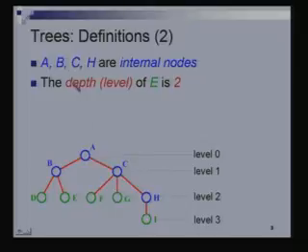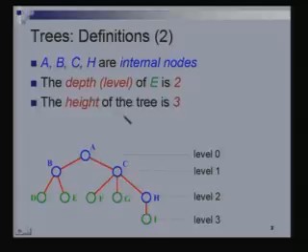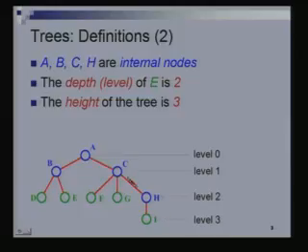Sometimes we also use the term depth. Right? So depth and level are the same thing. So this is depth 0, depth 1, depth 2, depth 3. The height of the tree is the maximum level of any node in the tree. So what's the maximum level of any node? It's 3. So the height of this tree is 3. Any questions till this point?